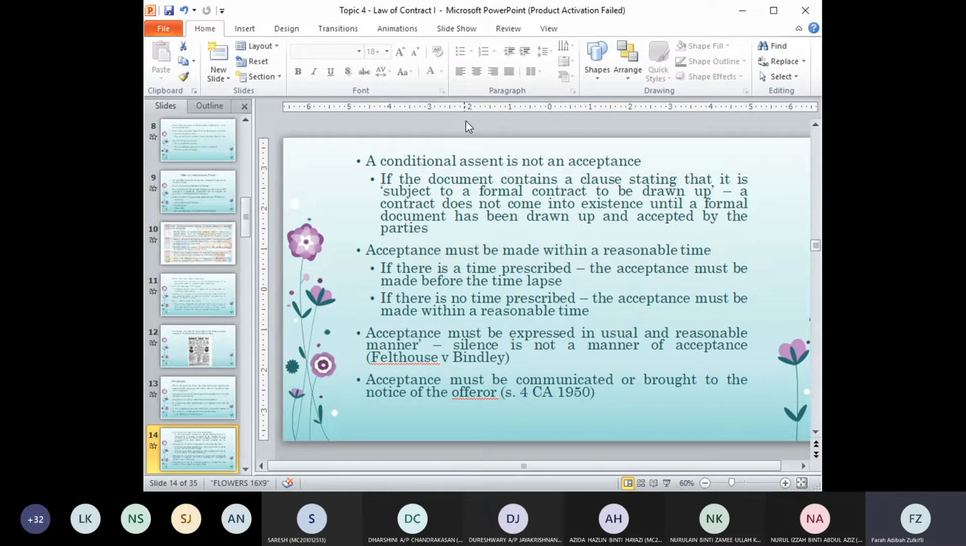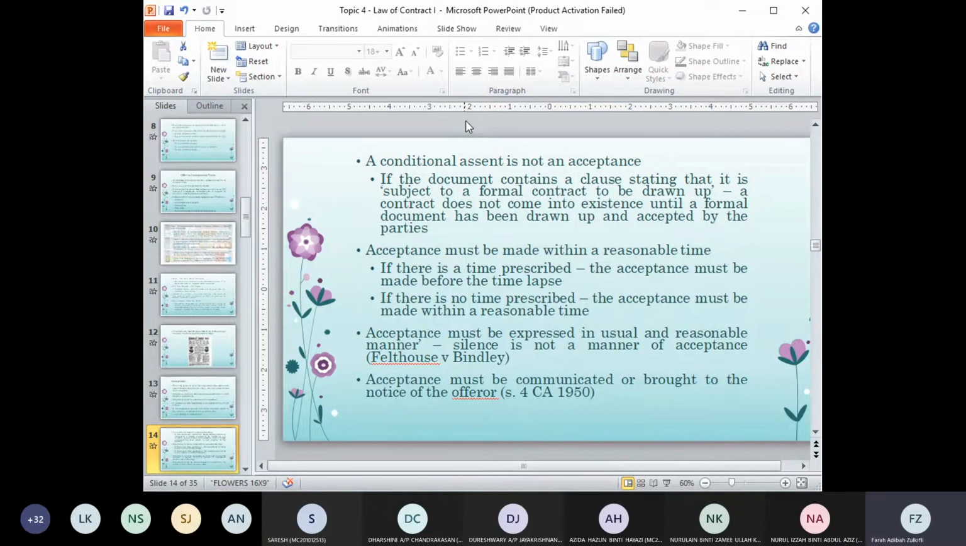Okay, so an acceptance must also be made within a reasonable time. It means that if someone offers you something and gives a due date, for example, I want to sell you a house for 800,000 ringgit, can you come back to me in 1 week's time? For example, if someone sends you a WhatsApp chat stating this, and asks whether you are interested or not in 1 week's time, then after 1 week, if you still have not accepted, the offer has already lapsed. So if there is a time prescribed, the acceptance must be made before the time lapses.